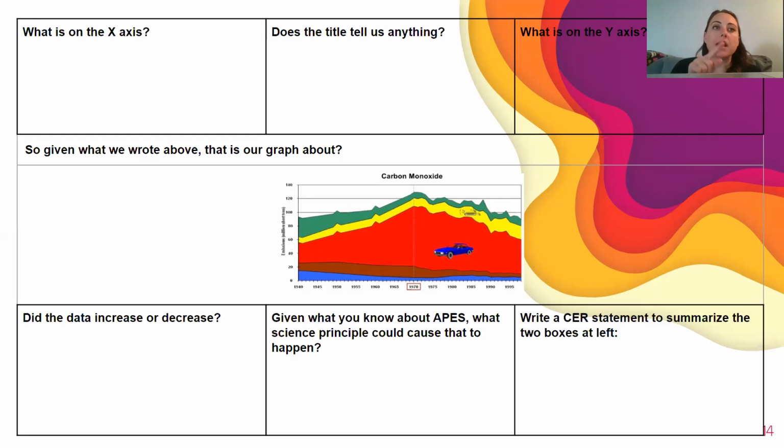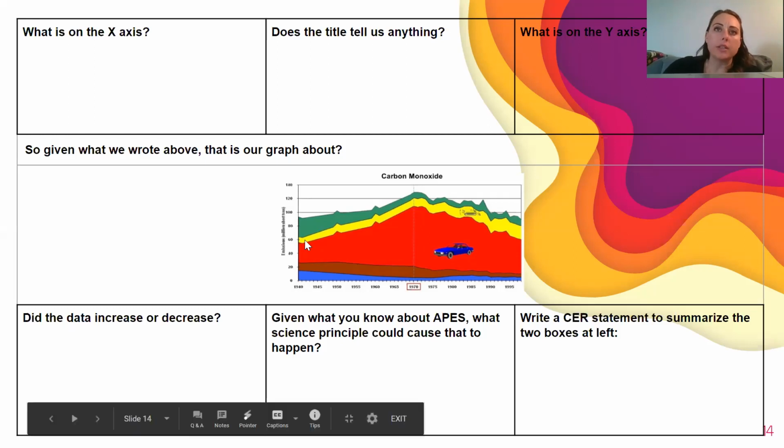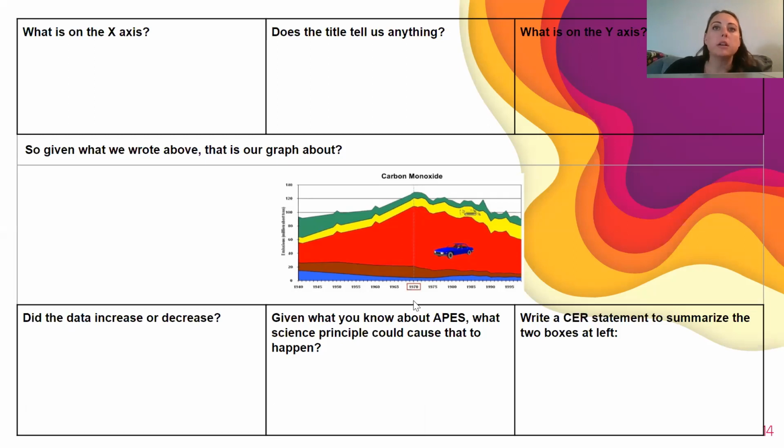And my next box asks me, does the data increase or does it decrease? I can look at it and say, well, these lines are going up, so it's going to increase. Oh, up until a specific point. That point is 1970. And then overall, it starts to decline. We see that this green line peaks a little bit, but then it starts to go down. And so that's my data. So does my data increase? Well, it increases at first, up into 1970, and then after 1970 it starts to decline.